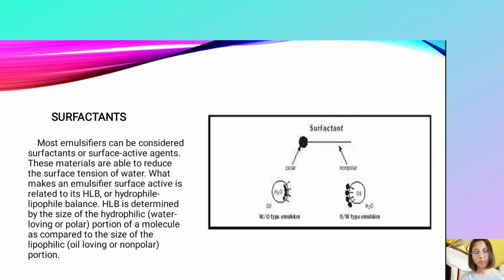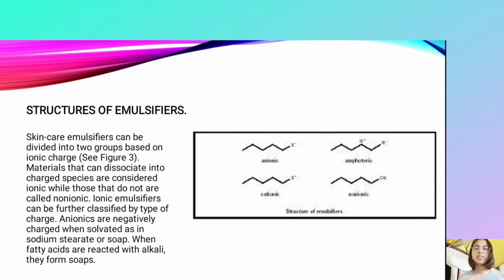So skincare emulsifiers can be divided into two groups based on ionic charge. So as you can see in the third figure, they have structures of emulsifiers. Ionic emulsifiers can be further classified by the type of charge. Anionics are negatively charged when solvated, as in sodium stearate or soap. When fatty acids are reacted with alkali, they form soap.